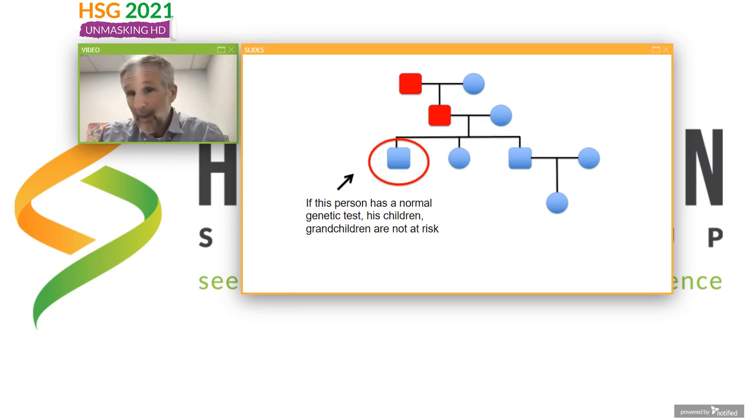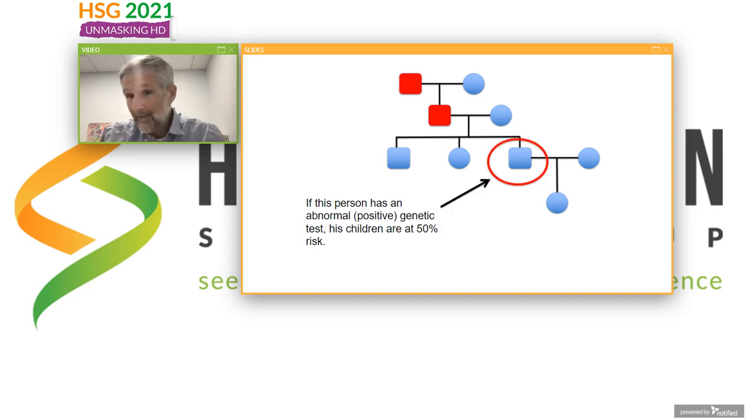If this person in the pedigree has a normal genetic test, so if this person seeks to have predictive testing and they get back a normal result, then we know that that person will not develop Huntington's disease, and we know that any children that that person has or may have in the future are generally not at risk for having Huntington's disease. And like I talked about, there are some exceptions to this that we'll talk about a little bit. For the most part, though, if that person has a stone-cold normal result, they will not get Huntington's and cannot pass it to their children.